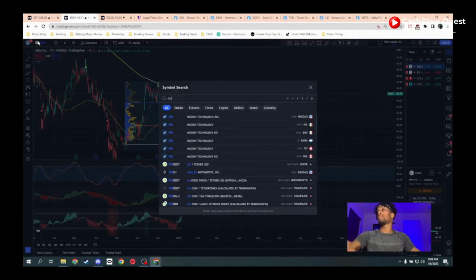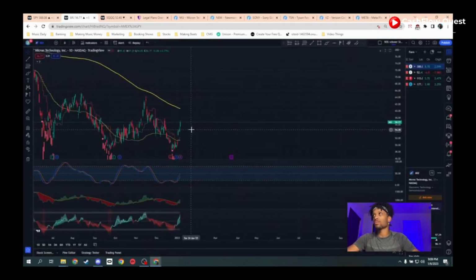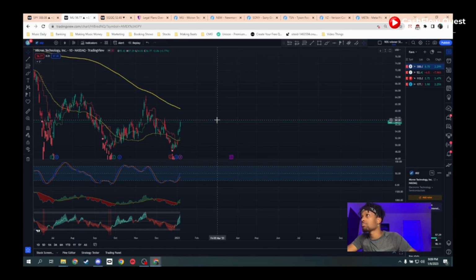MU. Mind you, these are swing trades, not day trades. So when you're looking for swing trades, it's kind of the process you got to go through, like overnight. You got to wait for what's going to happen, where the entry signals are coming from, and so on and so forth. So we got a strong support about where we are right here for Micron. Just about. So let's draw that in.